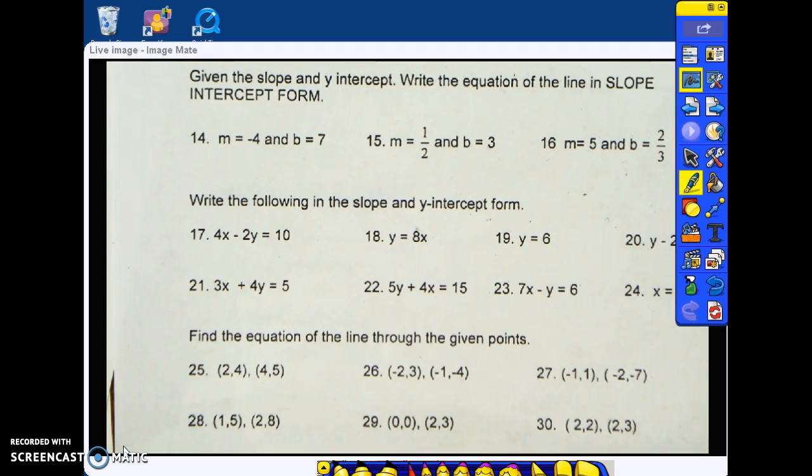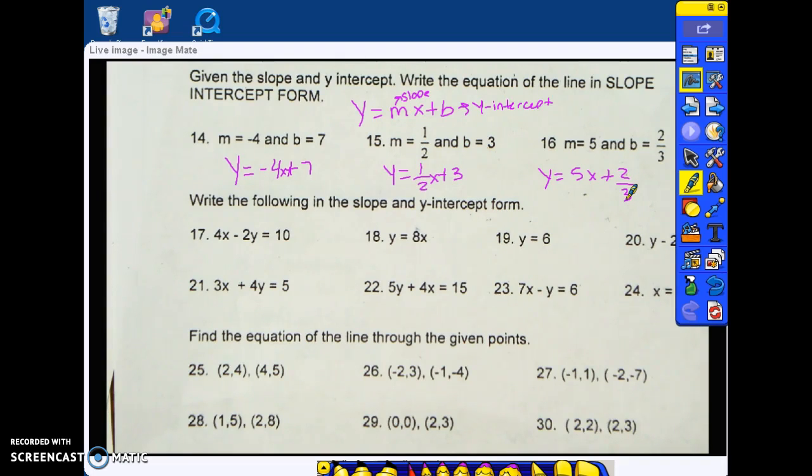For 14 through 16, we are writing this in slope-intercept form, which is y equals mx plus b. My slope is m, and b is where it crosses the y-axis, so it is your y-intercept. So all we do is substitute the m and the b for the numbers that are given to us. Number 14 is y equals -4x plus 7. Number 15, y equals 1/2 x plus 3. And number 16 is y equals 5x plus 2/3.